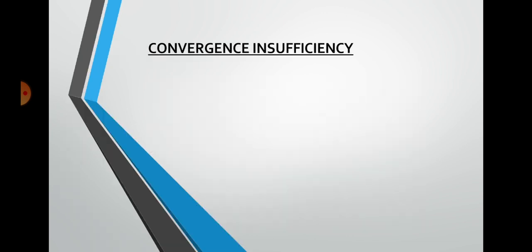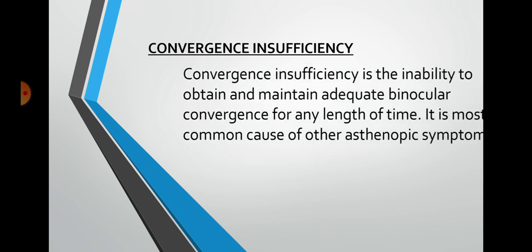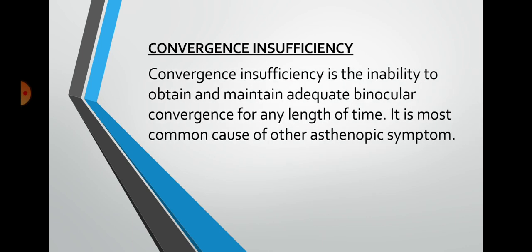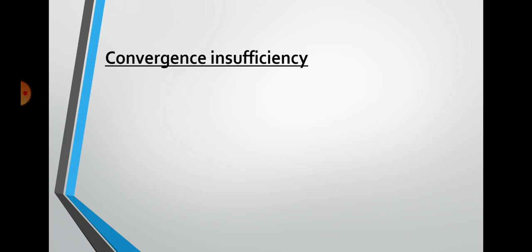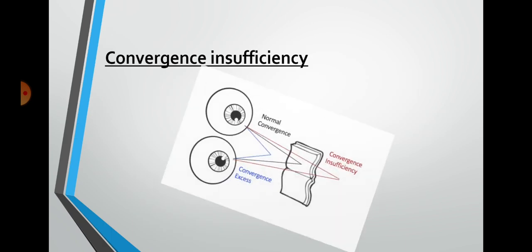Now convergence insufficiency. Insufficiency means not sufficient. So there is not sufficient convergence, and it is called convergence insufficiency. Convergence insufficiency is the inability to obtain and maintain adequate binocular convergence for a length of time. This is convergence insufficiency. So look at this picture.